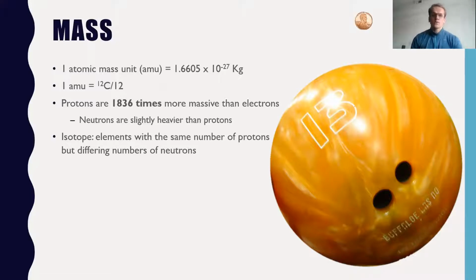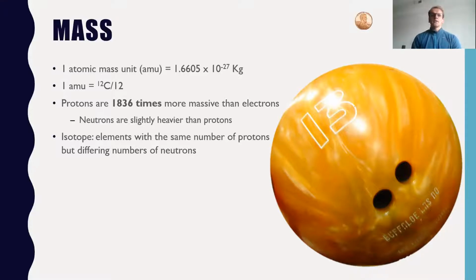But still, protons are 1,836 times more massive than electrons. So that's evidenced here, or portrayed here, with that bowling ball versus the penny. So a proton is represented by the bowling ball, an electron is represented by the penny. So a proton is much more massive than an electron, and neutrons are even slightly more massive than protons.